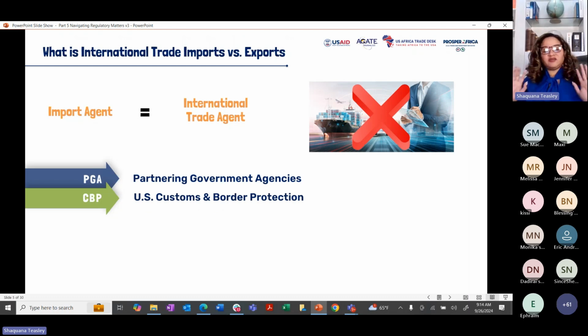Oftentimes people say, my goods have been stuck in customs. My goods are stuck in customs. And when I do the research, I find out they're stuck in FDA, they're stuck in USDA, they're stuck in EPA. Their goods have never even made it to customs yet. When you are thinking about the exportation of your goods out of the country to come into the US market, keep in mind that before your goods ever reach customs for review, you have to first be in compliance with the partnering government agency, also known as the other government agency.